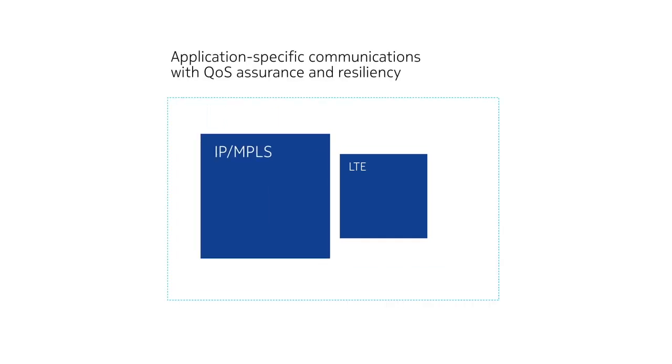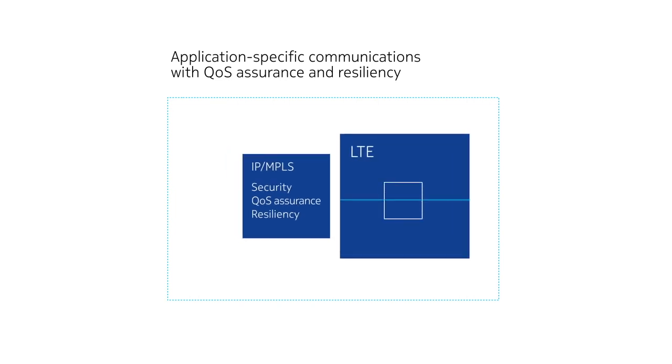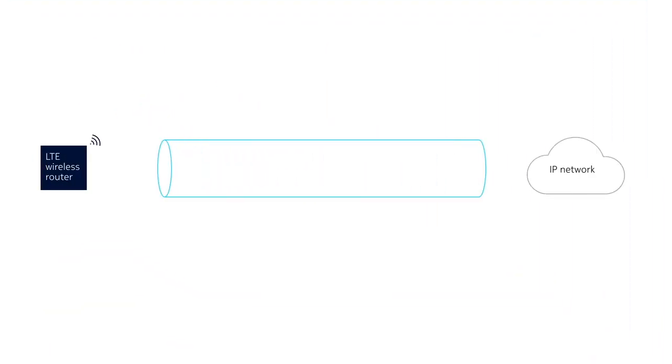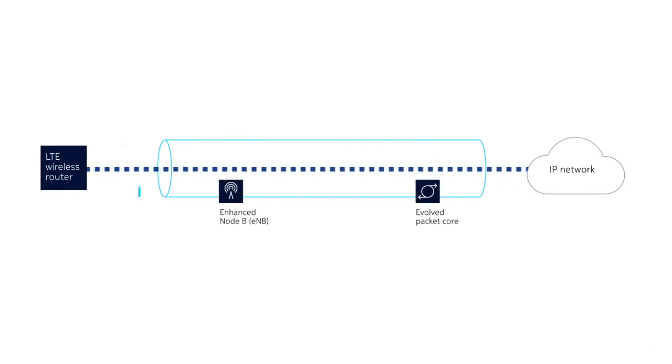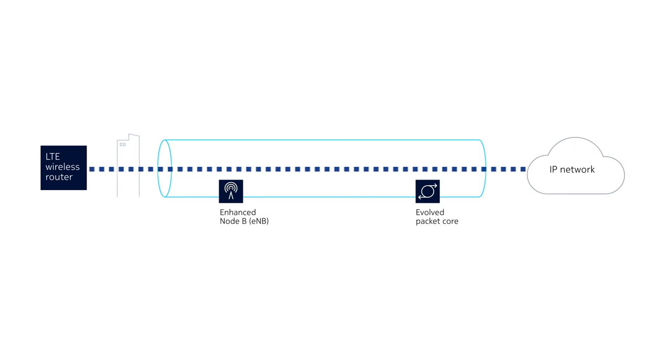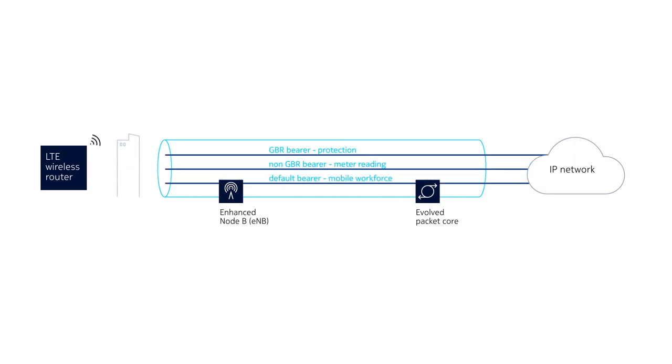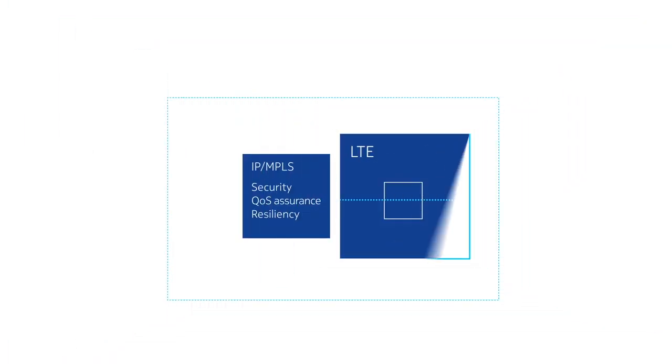IP-MPLS allows utilities to bring mission-critical attributes such as security, QoS assurance, and resiliency to their FANs. As LTE operates in licensed spectrum, it is not susceptible to interference and does not require line-of-sight paths. It can extend reliable IP-MPLS broadband connectivity with reliable QoS effortlessly, everywhere within the FAN and WAN.